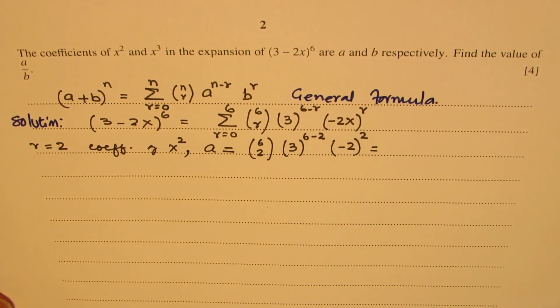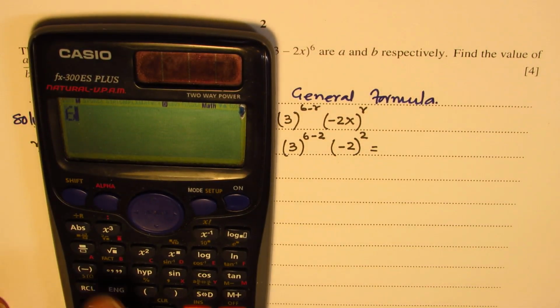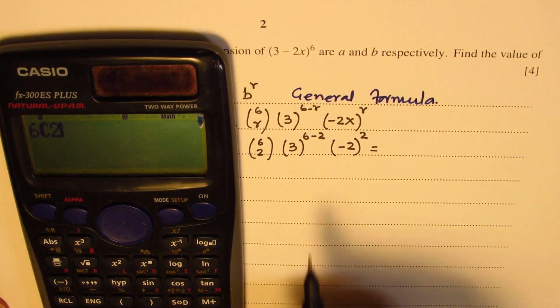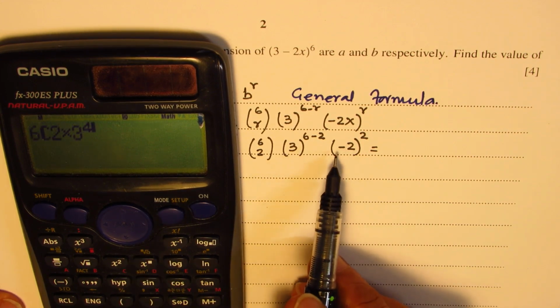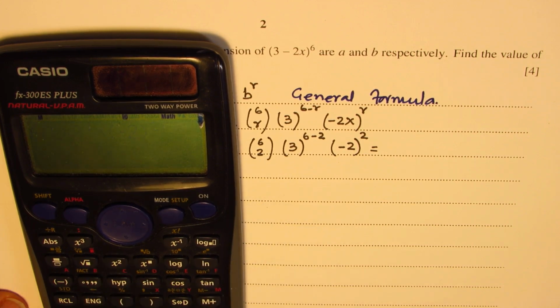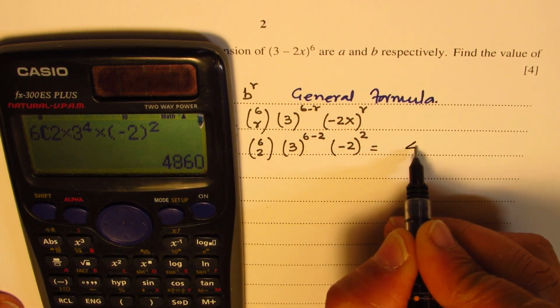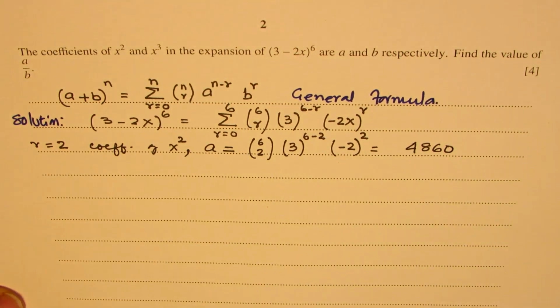So let's use our calculator to calculate 6c2. So we have 6c2 times 3 to the power of 4 times minus 2 squared, which is 4. So we'll do times minus 2 squared equals. So we get this term as 4860. Clear? So you can get this term.